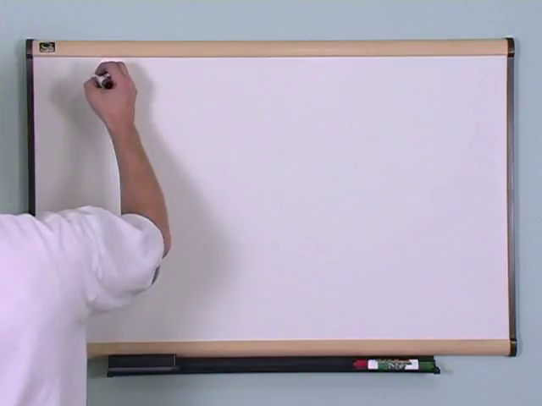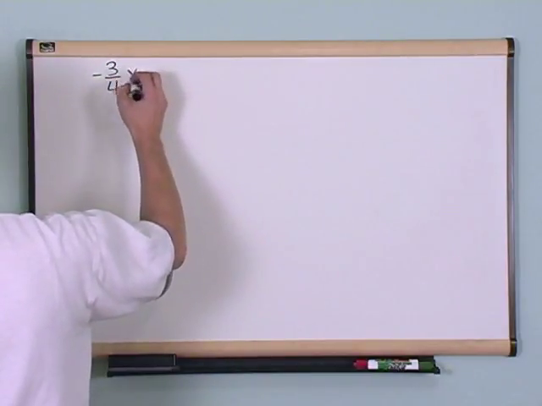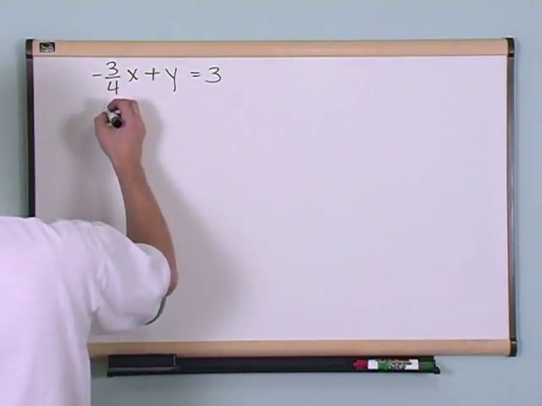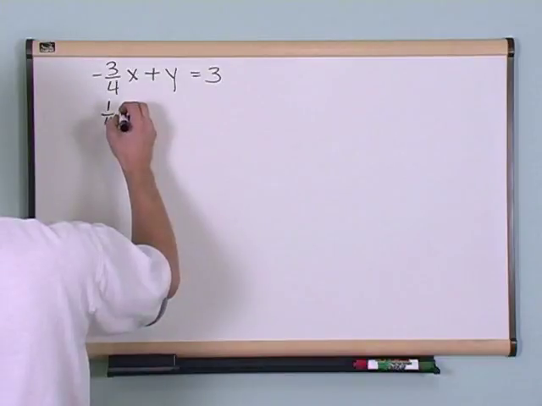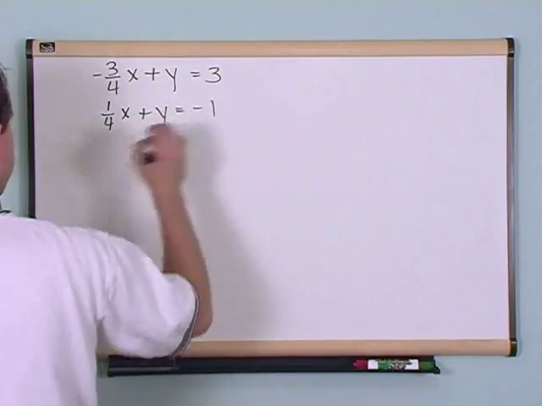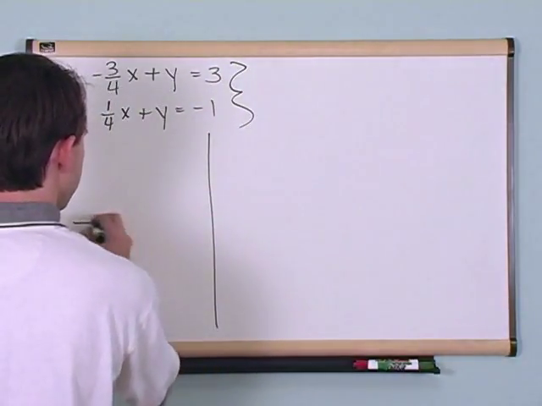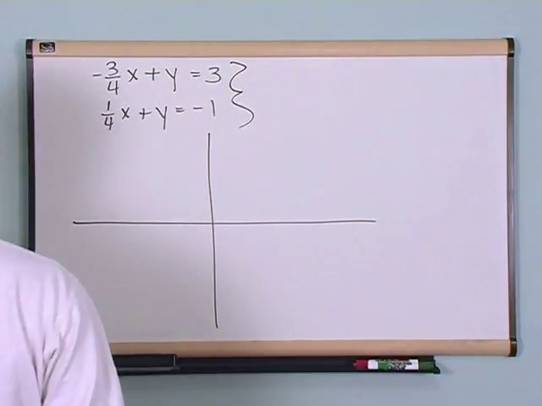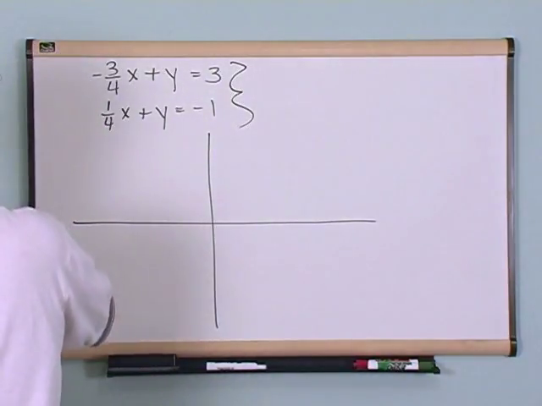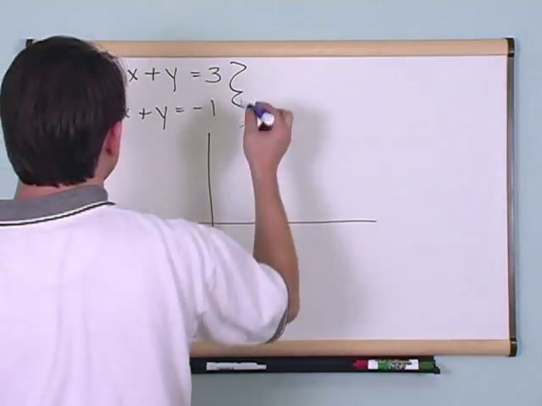Let's do a final example. Let's say we have negative 3/4 x plus y equals 3. And then let's say we have 1/4 x plus y equals negative 1. And I'm going to solve this system here. So I draw my graph. And the easiest way I like to do it is, just like we've been doing before, solve this equation for y.